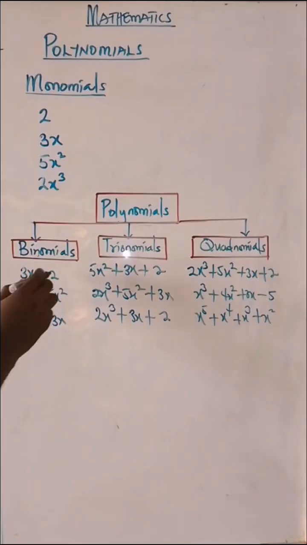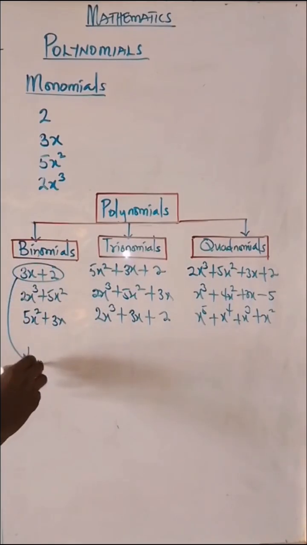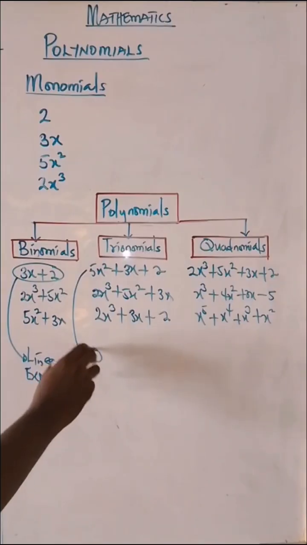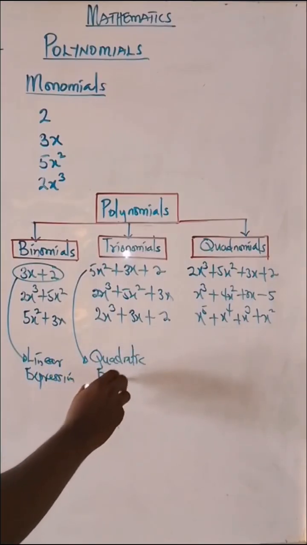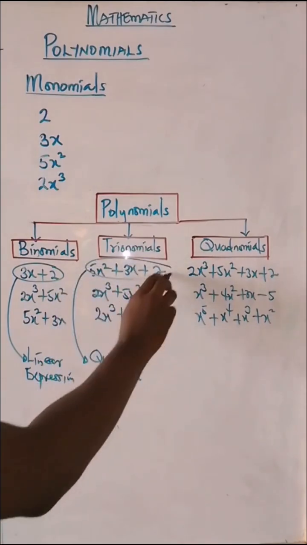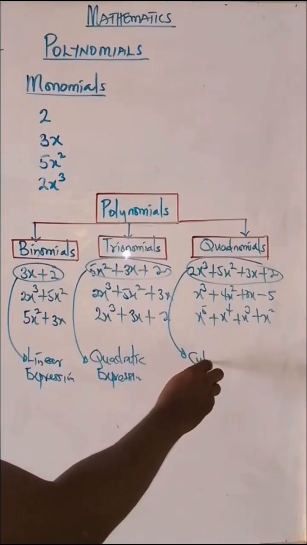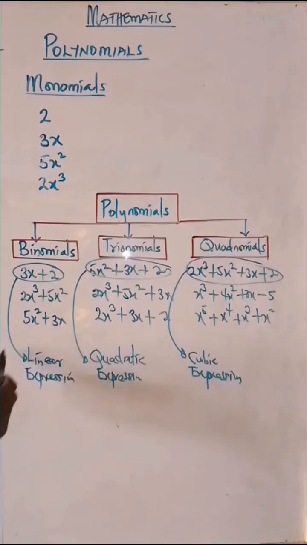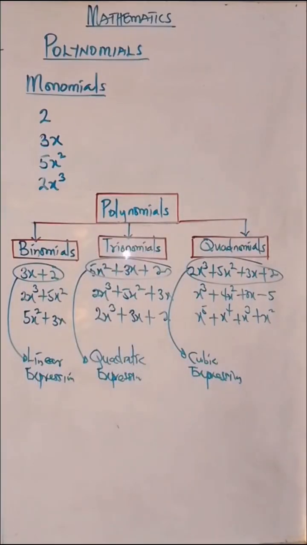Now, this particular binomial is a linear expression. I will explain the meaning of linear. This particular one is called a quadratic expression. And this third one here is actually a cubic expression. So linear expressions, quadratic expressions, cubic expressions, they are all polynomials.